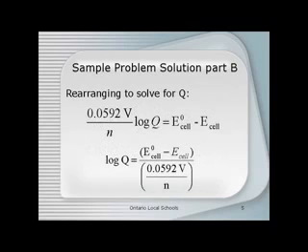Continuing to rearrange, next we're going to isolate the log of Q by dividing both sides by the factor 0.0592 volts divided by N. And when we do that, we'll have the log of Q is equal to, on top, parenthetically, E0 of the cell, or the standard energy of the cell, minus E of the cell under these conditions, divided by the factor 0.0592 volts divided by N.